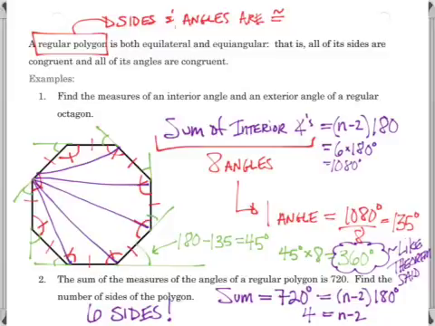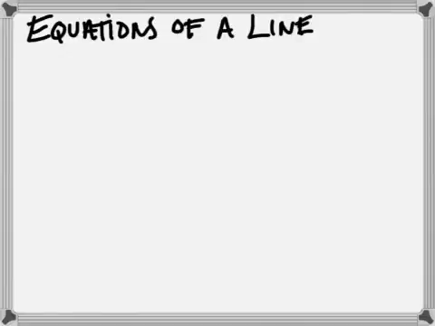So these are really two important properties. They allow us to go back and forth between finding the number of sides, or, if given the number of sides, finding the sum of the interior angles. Alright, so moving on, we're going to talk a little bit of algebra. So this is going to be familiar to you.